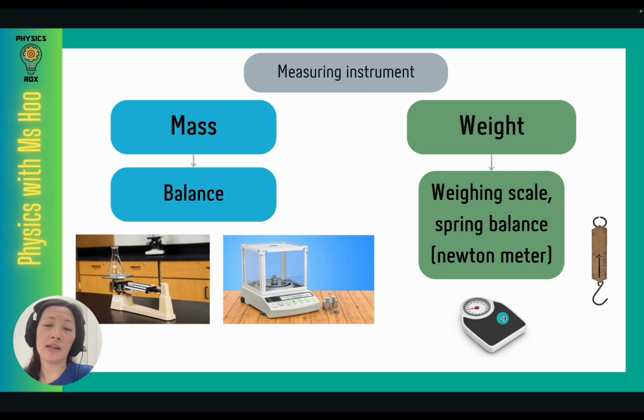In a school lab, it is more common to use a spring balance, also known as a Newton meter. So this is called a spring balance because there's a spring inside. You hang the object you want to measure the weight of from the hook. The hook will pull the spring, causing the needle to move and point to the weight reading. So that's why it's called a spring balance, but it's also more commonly known as a Newton meter because it shows the measurement in Newton.